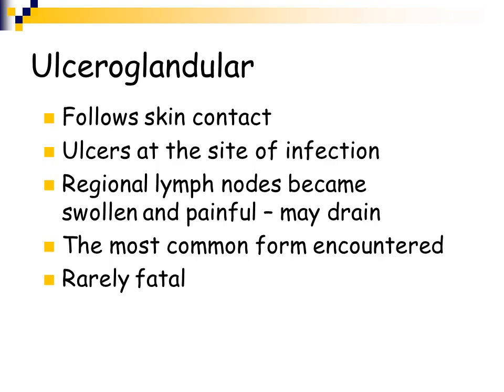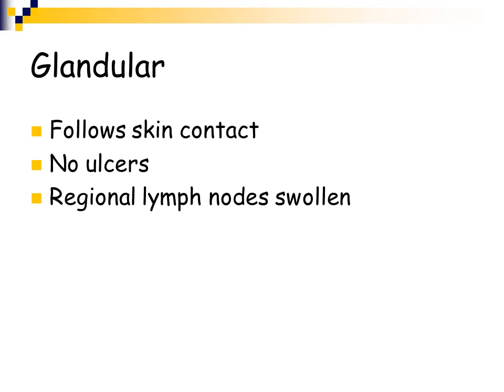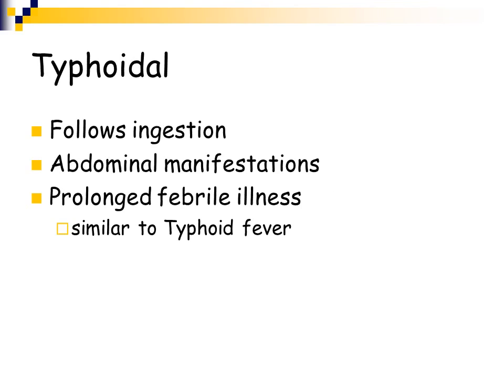The ulceroglandular is the most common form of tularemia, and it is very rarely fatal. The glandular form follows skin contact. Usually there are no ulcers that you can see, however the regional lymph nodes do become swollen. Typhoidal is the type that follows ingestion of the organism, and it leads to abdominal symptoms and can also lead to a very prolonged febrile illness, very similar to typhoid fever, where the person is feverish and just doesn't feel very well, kind of tired and achy for a very long time.